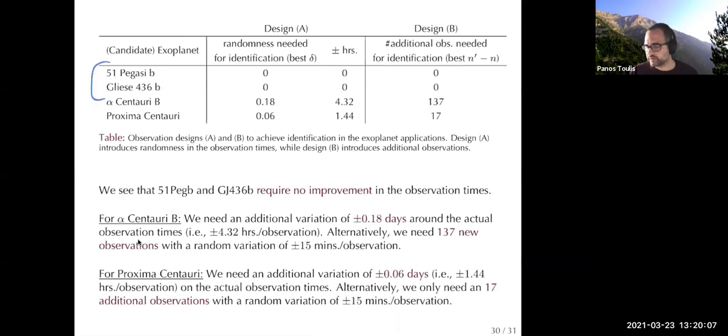For the confirmed exoplanets, we don't need any additional randomization or any additional observations, and things are nice. For Alpha Centauri B, this result tells me that I need plus or minus 4 hours of randomization. With the same sample size, you need plus or minus 4 hours of randomization in your original observation time. That's an 8-hour window, completely unrealistic because obviously it interferes between nightly and daily observations.